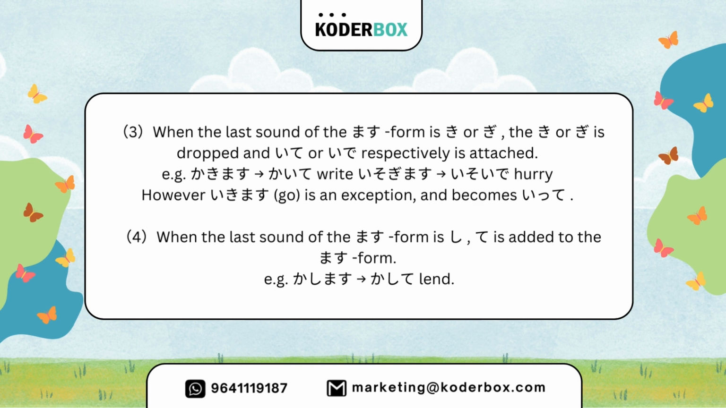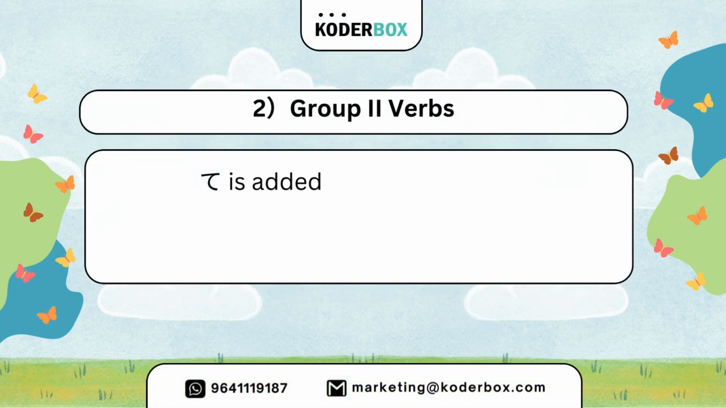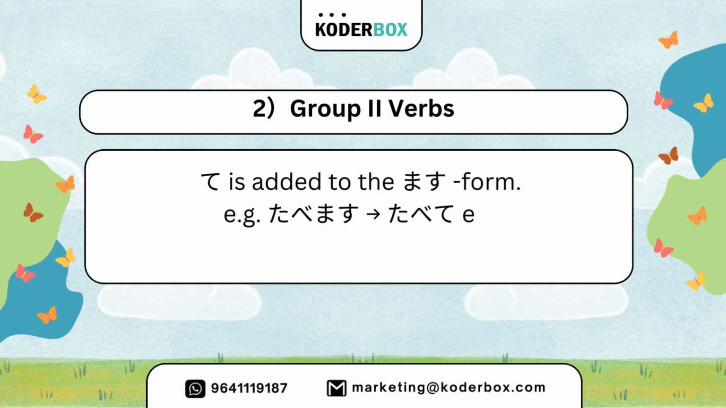Fourth, when the last sound of the masu form is shi, te is added to the masu form. Example: kashimasu, kashite, lend. Second group, second verb. Te is added to the masu form. Example: tabemasu, tabete, eat. Mimasu, mite, see.